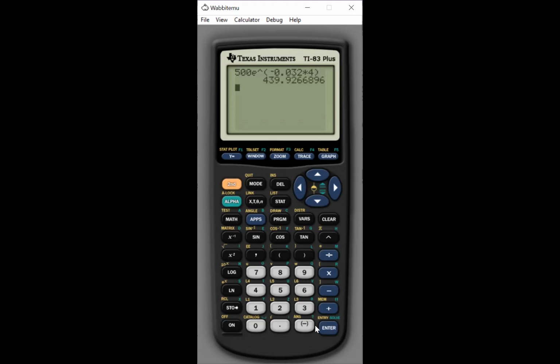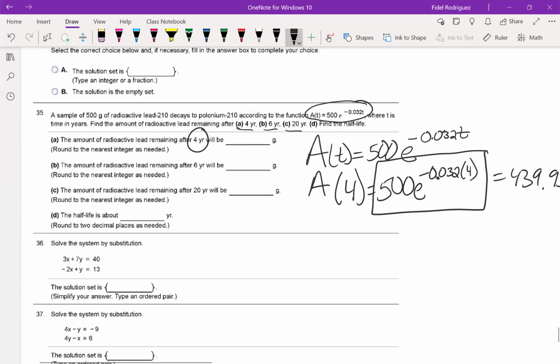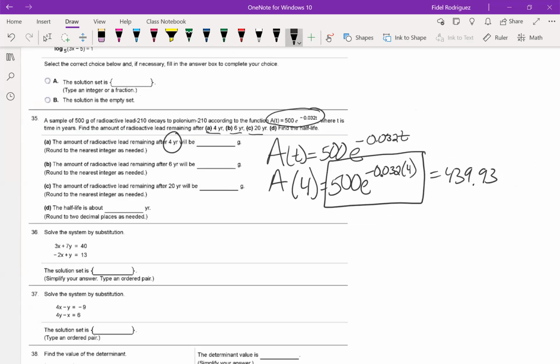I'm gonna hit enter, and the number that I'm coming up with is 439, and I believe the directions tell me to round to 2 decimal places. So I'm gonna put 439.93. Let me make sure I can share my screen with you guys again. Okay, so 439.93. Oh, it says round to the nearest integer. That means round to the nearest whole number. So the nearest whole number would just be 440.